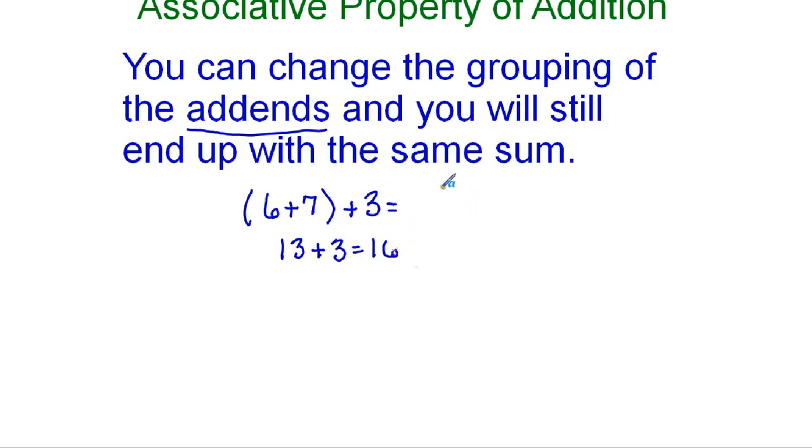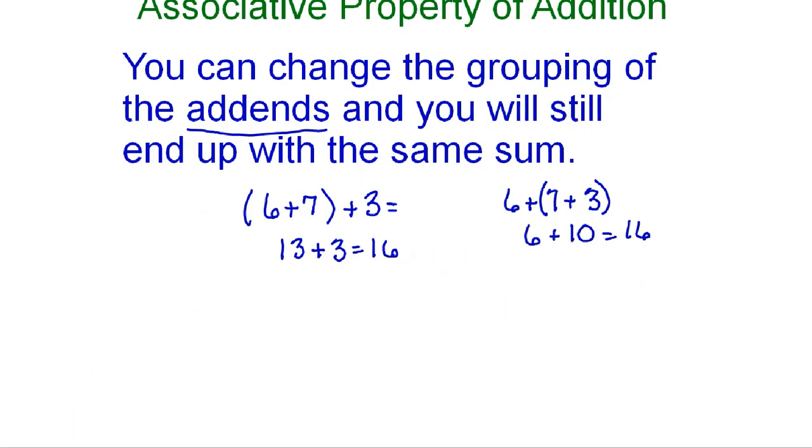So the associative property says that you might have the same set of addends, but this time we're going to group the 7 and the 3 together. Because I know that 7 plus 3 is 10. And remember, making a 10 in math is great because it's so easy to work with. 6 plus 10 is 16. So I get the same answer if I group the 7 and the 3 together, or if I group the 6 and the 7 together. And that's what the associative property says. We can change the grouping and we'll still end up with the same answer.